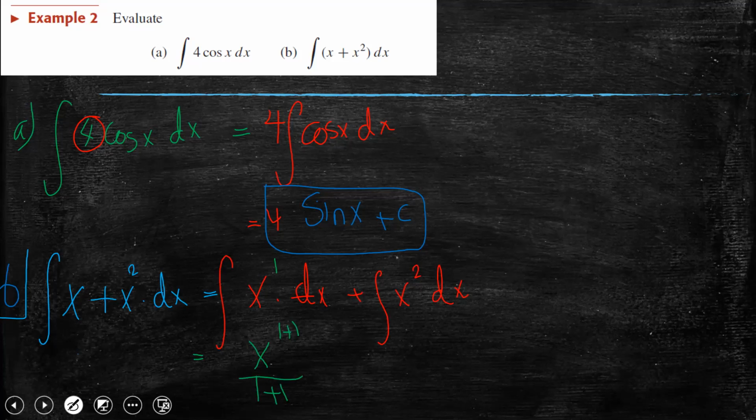Here we have x raised to the power 1, plus 1. Now here the power is 2, so I will add 1 to the exponent, plus c. So it comes like x squared over 2 plus x cubed over 3 plus c. Is it clear?